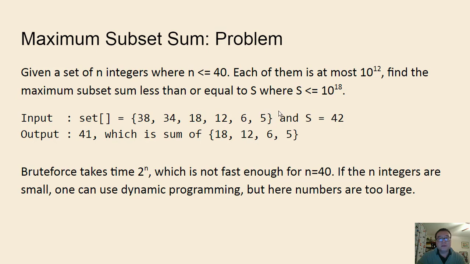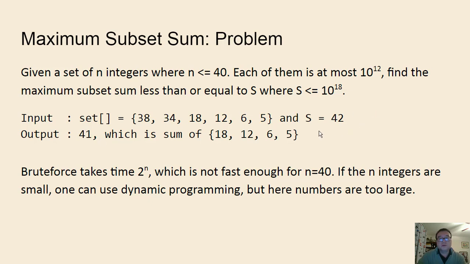So here is an example. Suppose we are given this set of 6 integers and our target is 42. Then the maximum subset sum that is less than or equal to S is 41. So 41 can be obtained by using these 4 elements, so they add up to 41. And we cannot get 42, because for 38, we would need a 4 to get to 42, and for 34, we need an 8, and we can't make an 8. So there's no way to get to 42, and 41 is the best we can achieve.